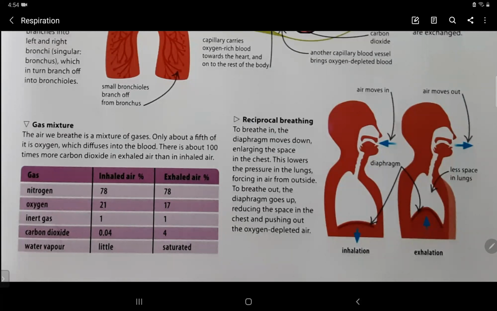Reciprocal breathing. To breathe in, the diaphragm moves down, enlarging the space in the chest. This lowers the pressure in the lungs, forcing in air from outside. To breathe out, the diaphragm goes up, reducing the space in the chest and pushing out the oxygen-depleted air. What you can do is keep your hand on your chest, and when you breathe, you will feel a slight movement in your diaphragm. Now, that is what happens when you do reciprocal breathing.